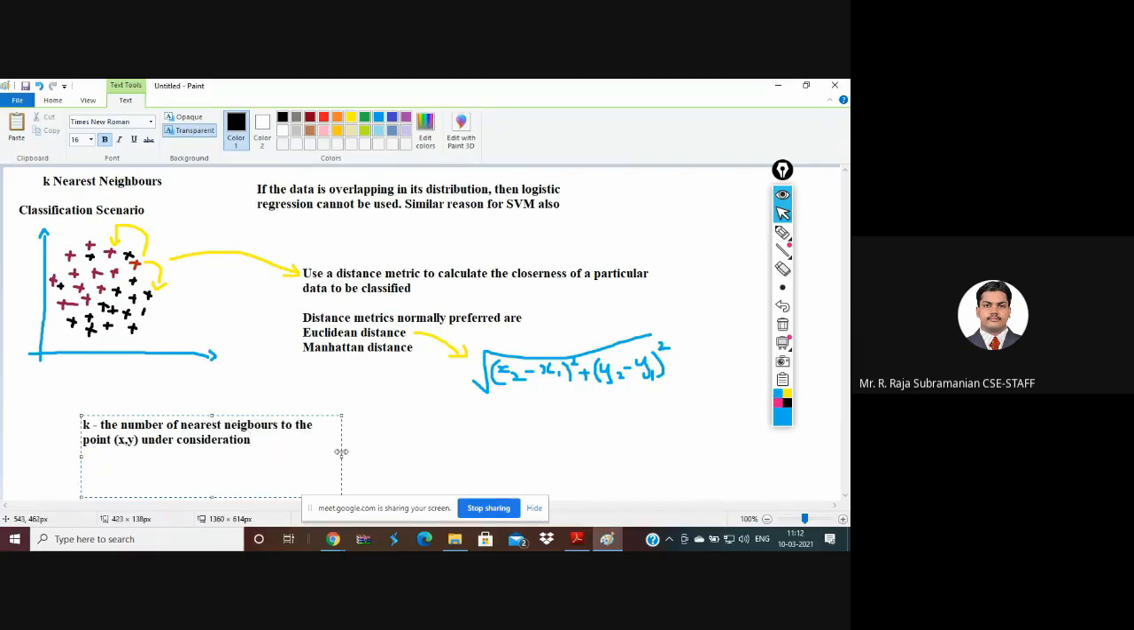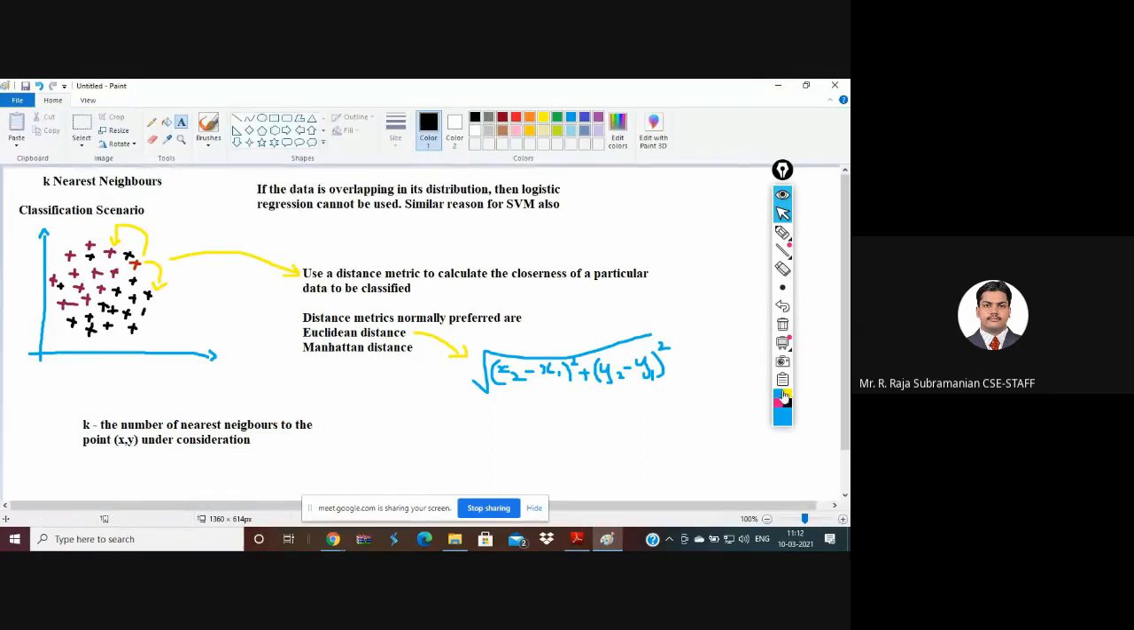But some sites may say that if k is equal to 1, it means that the point x comma y is actually the nearest point to itself. That is the definition given by some sites. But don't think those things. If k equals 1, it means give me a neighbor that is as close as possible to me. I'm not a neighbor to myself. For example, I'm having a point over here that is red. For red, which is the closest point here?